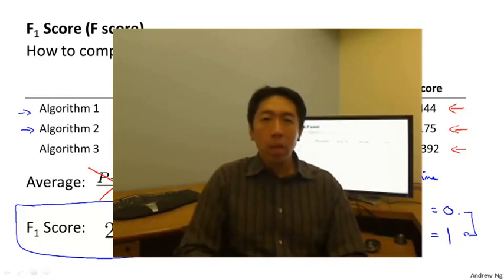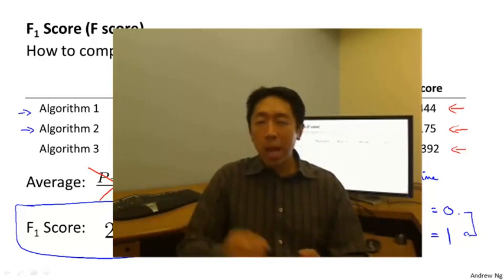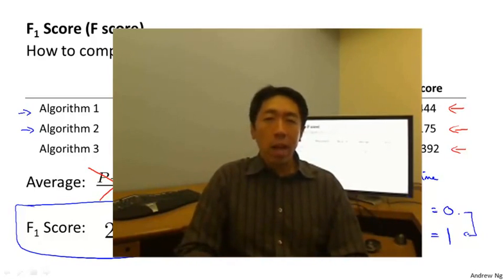And of course, if your goal is to automatically set that threshold to decide when to predict y equals 1 and y equals 0, one pretty reasonable way to do that would be to try a range of different values of thresholds, evaluate these different thresholds on, say, your cross-validation set, and then pick whatever value of threshold gives you the highest F-score on your cross-validation set. And that'd be a pretty reasonable way to automatically choose the threshold for your classifier as well.